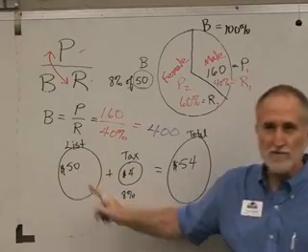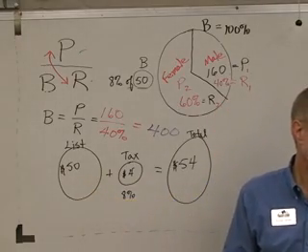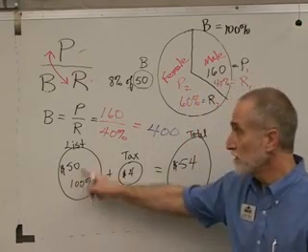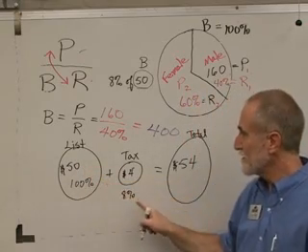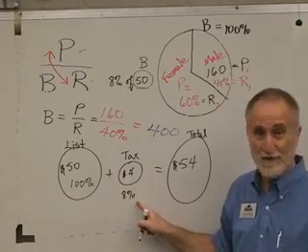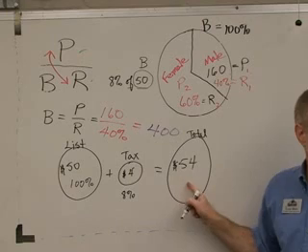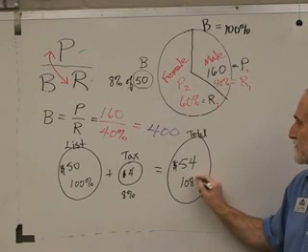So what percent goes with that 50? 100% always goes with the base. So here's 100% of the list price. Here's 8% of the list price. What percent is this of the list price? It's 100 plus 8. This is 108%.